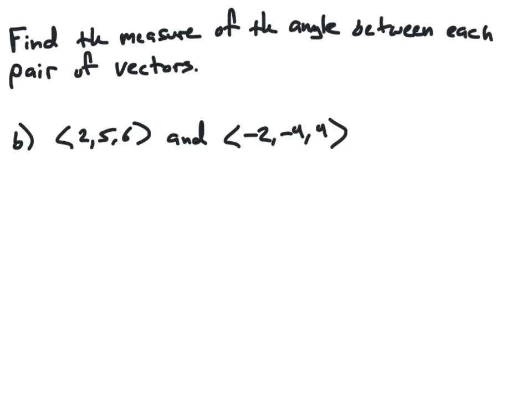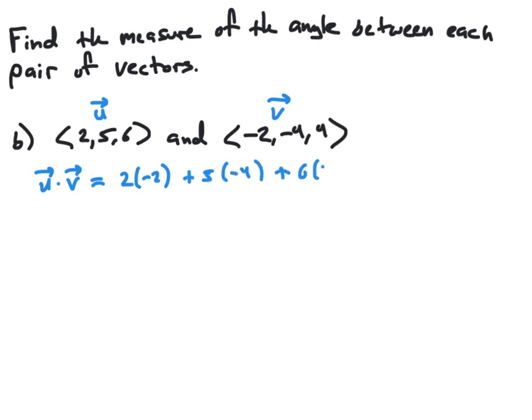We perform a similar calculation with our second pair of vectors, (2, 5, 6) and (-2, -4, 4). Again, we're going to call our first vector u and our second vector v just for notational simplicity. We first have to compute the dot product of u and v. So this will be 2 times -2 plus 5 times -4 plus 6 times 4. So this will be -4 minus 20 plus 24, and we see that that is equal to 0.